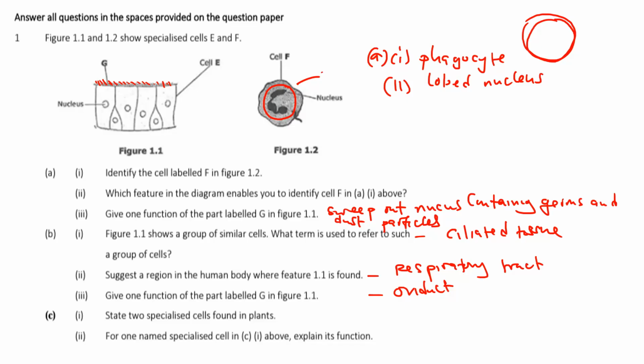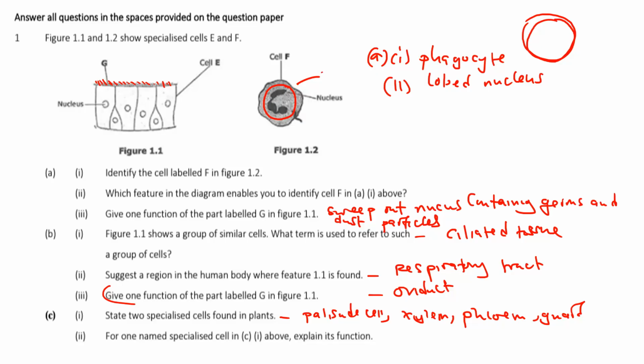State two specialized cells found in plants. So you can talk of the palisade cell. You can talk of the xylem. You can talk of the phloem. You can talk of the guard cell. You can talk of etc., etc.